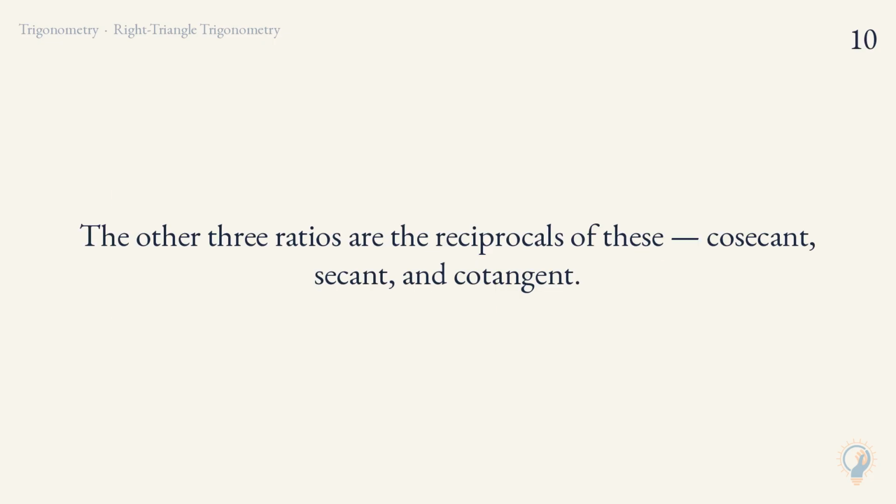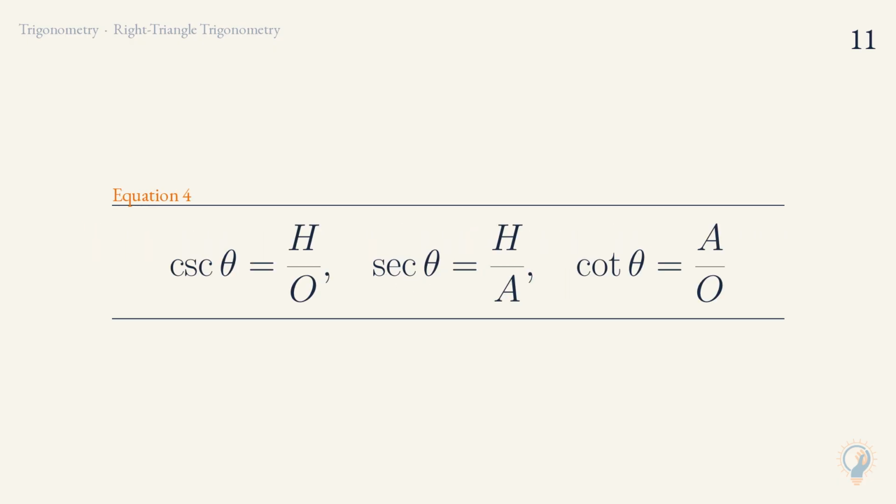The other three ratios are the reciprocals of these: cosecant, secant, and cotangent. Equation 4, the three reciprocal ratios. Cosecant of theta equals hypotenuse over opposite. Secant of theta equals hypotenuse over adjacent. Cotangent of theta equals adjacent over opposite. Each one is the reciprocal of the corresponding primary ratio.